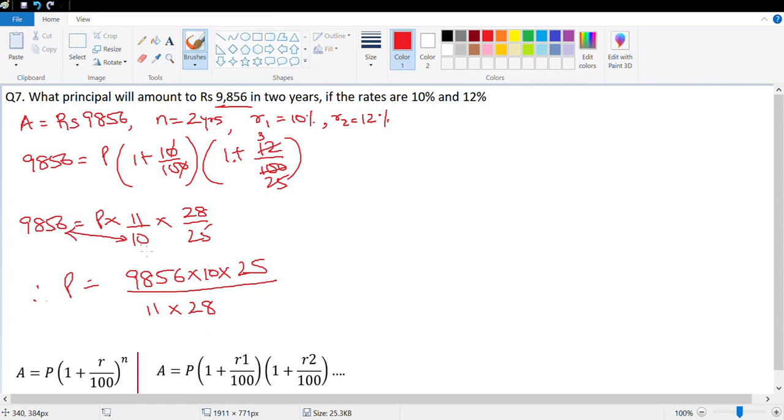Let's see if anything is divisible by 11. 9 plus 5, 14. 8 plus 6, 14. Yes, so this will be divisible by 11. 11 into 1, 11 into 8, 88. That's 105. So 11 into 9, 99. So that will leave us 6. 11 into 6, 66. This is divisible by 4.